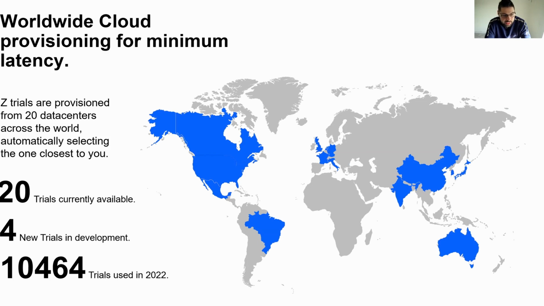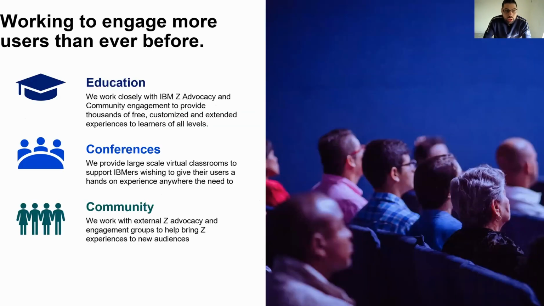To give you an idea of the scale of this, we provisioned about 10,000 trials in 2022. We're most likely to increase that significantly in 2023. There's an awful lot of demand for this. The new products that we're bringing into Z trial generate a lot of interest, and we want to continue that throughout the rest of the year. So we're continuing to scale up, I think, is the headline there.